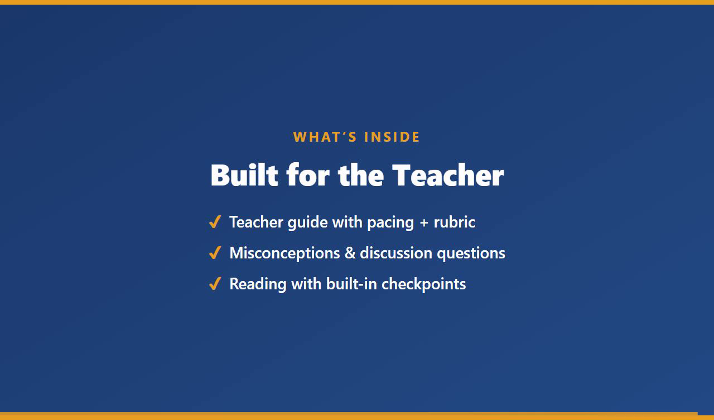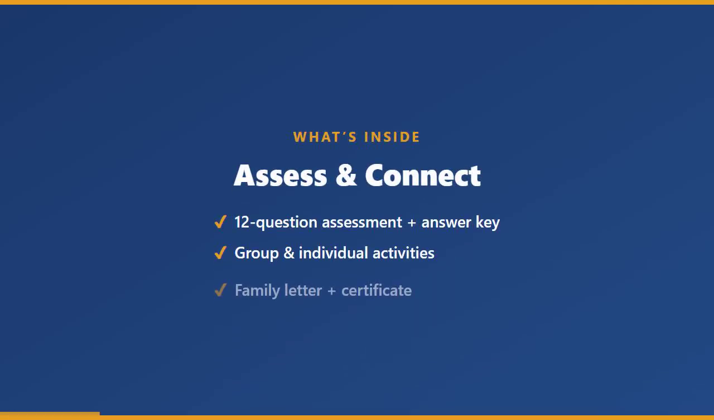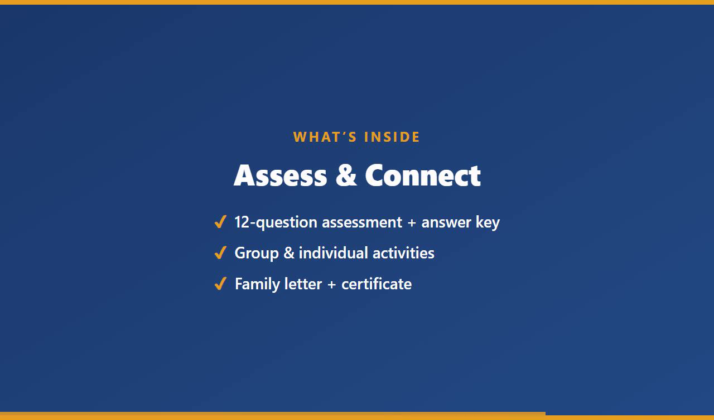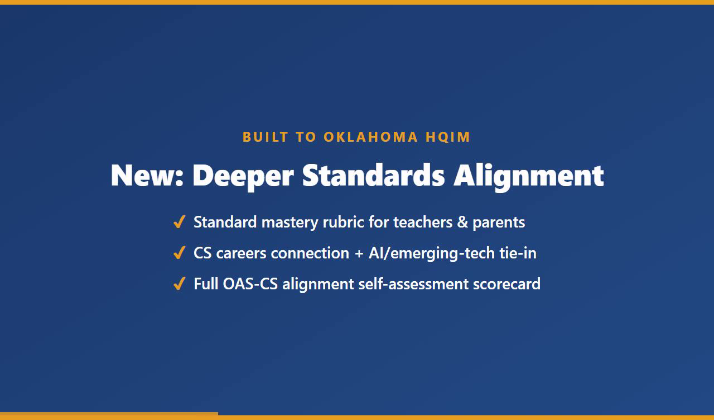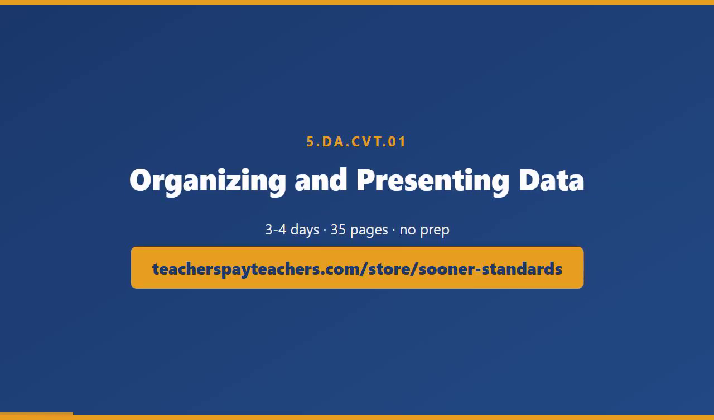New this update: a standard mastery rubric for teachers and parents, a visual data-to-claim comparison chart, a CS Careers connection, and an AI connection, all built to the Oklahoma HQM rubric. Plus a 12-question assessment with answer key, group and individual activities, vocabulary puzzles, a family letter, and a certificate of achievement. That's 3 to 4 days of no prep, HQM-aligned instruction across 35 ready-to-print pages.